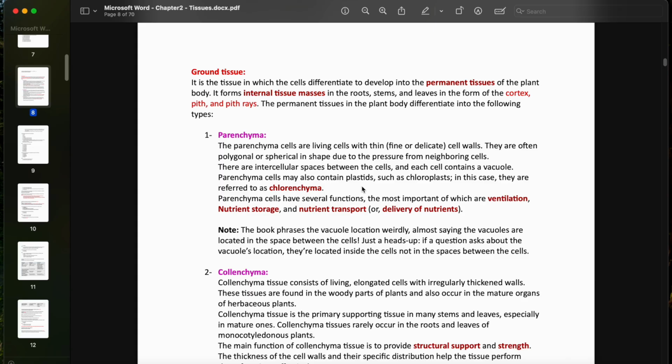Just a quick note. The book phrases the vacuole location weirdly, almost saying the vacuoles are located in the space between the cells. Just a heads up, if a question asks about the vacuole's location, they're located inside the cell, not in the spaces between the cells.